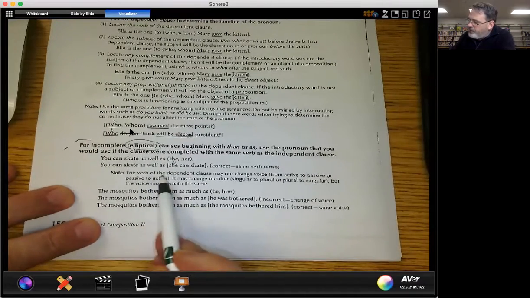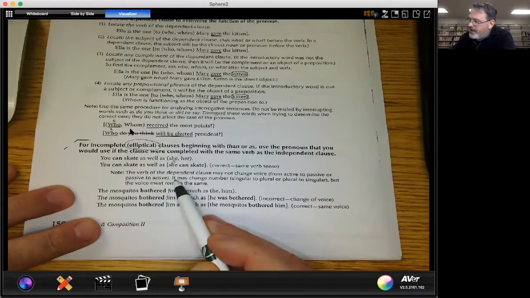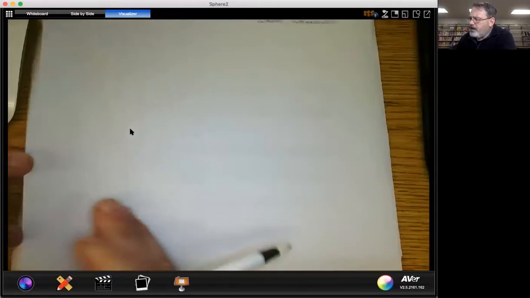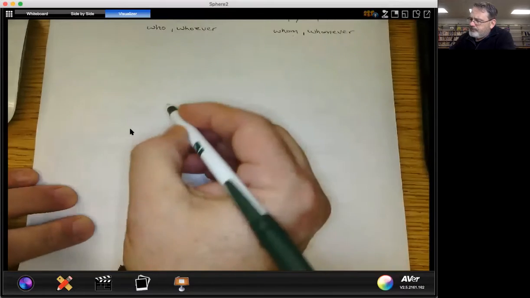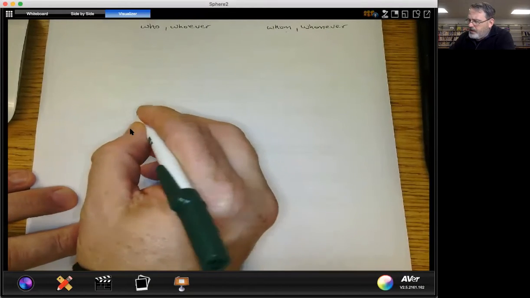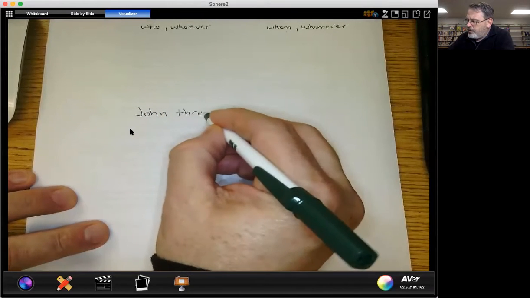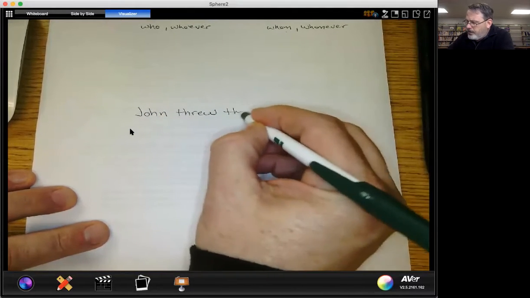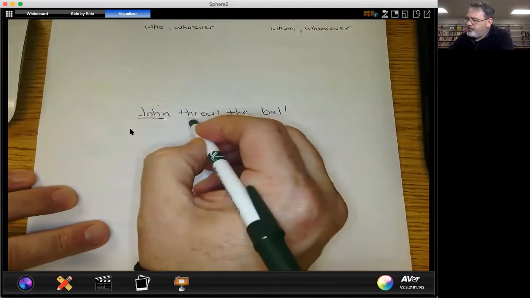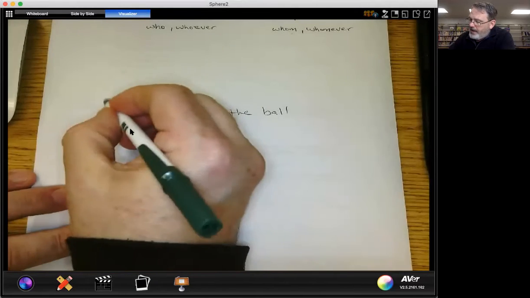It says, note, the verb of the dependent clause may not change voice from active to passive or passive to active. Do you remember what active and passive voice is? If the subject is doing the action, so let's see, John threw the ball. If the subject is throwing, then we call that active.